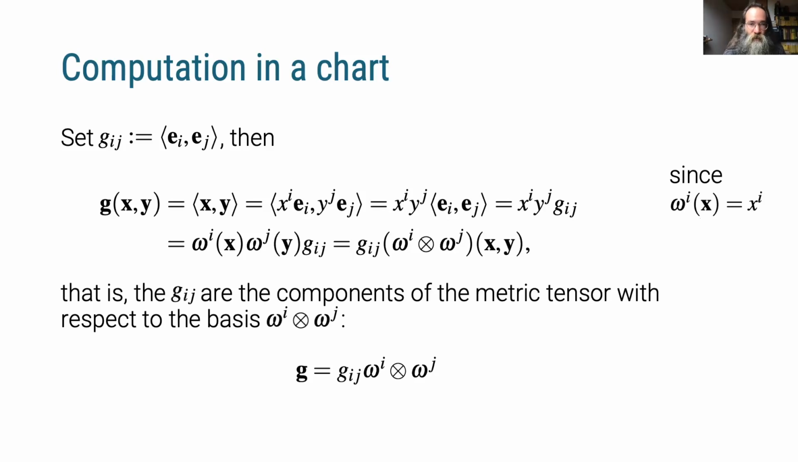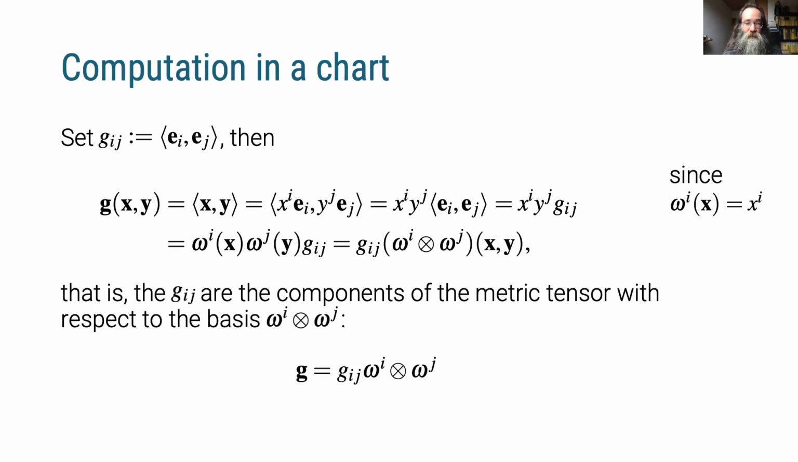So if you're given a chart of a manifold, then we are also given a component basis in each tangent space of the manifold, because the chart determines a fixed basis for each tangent space. But we also now have a Riemannian manifold, meaning we have a metric in that tangent space. So we can take a look at all the inner products of these basis vectors, and let's denote them by g sub ij.